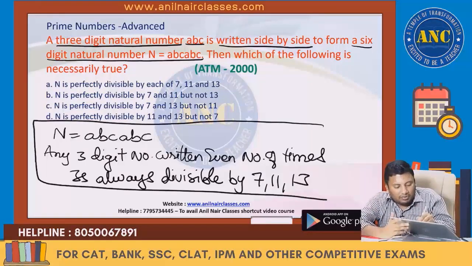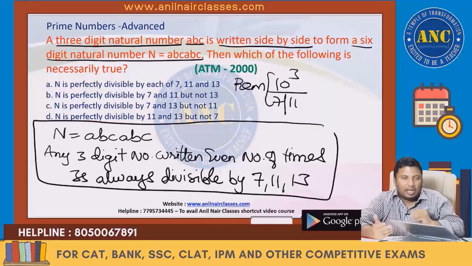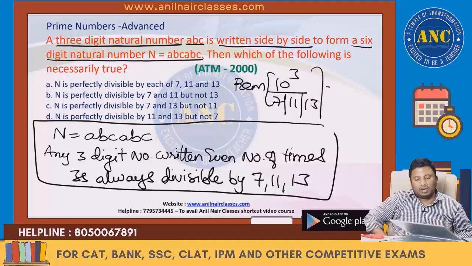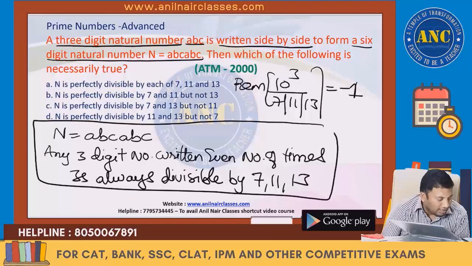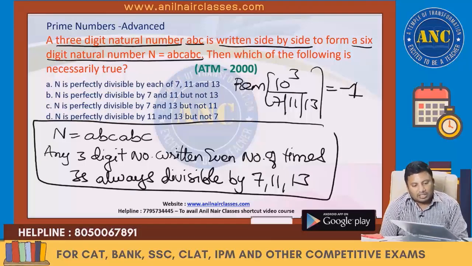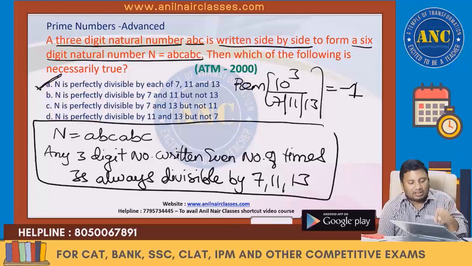Why is that? Because 10 cube divided by 7 or 11 or 13 leaves the value minus 1. 10 cube by 7 is minus 1. 10 cube by 11 is minus 1. 10 cube by 13 is minus 1. So the answer is, it is divisible by 7, 11 and 13.